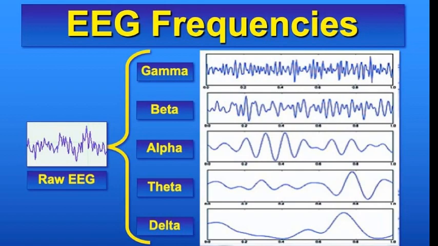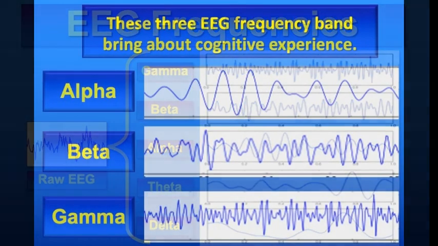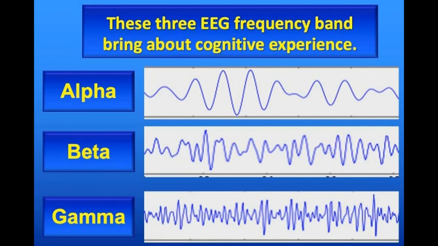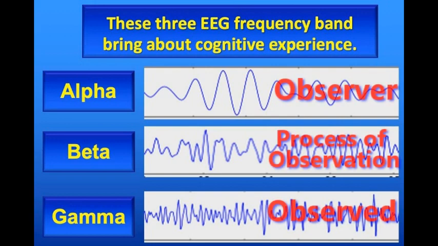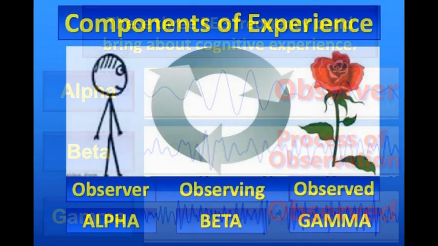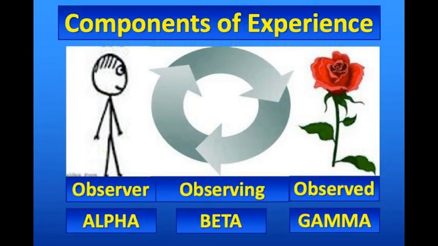on the right-hand side. We're going to examine 3 of them, which are of special importance. These 3 frequency bands are very important in cognitive experience. Alpha, beta, and gamma for the observer, process of observation, and the observed. Alpha, beta, and gamma. The components of experience are I, see, the rows.